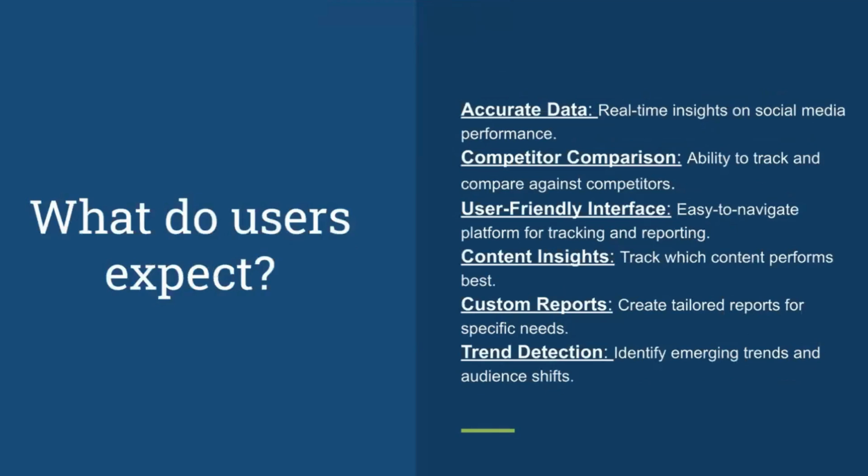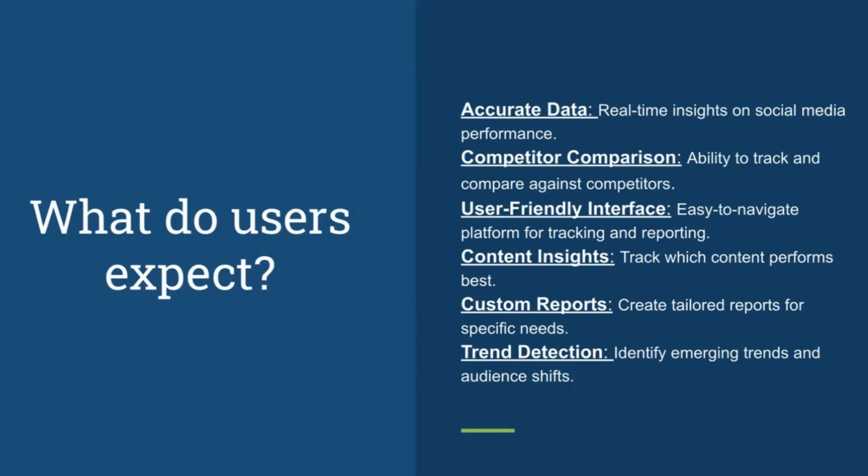What do users expect? As I mentioned earlier, you are paying for this service. So if you are paying for a service and you are relying on this to give you data about how you can improve, then you want that data to be accurate. You want competitor comparison. That's the whole gist of Rival IQ: you're able to put in your competitors and see what Puma, Adidas, whoever, is doing on their social media platforms and how it is different from you. So we need Rival IQ to track and compare.